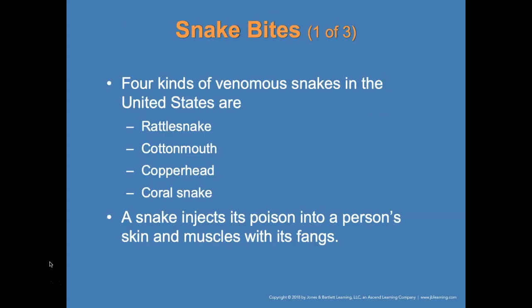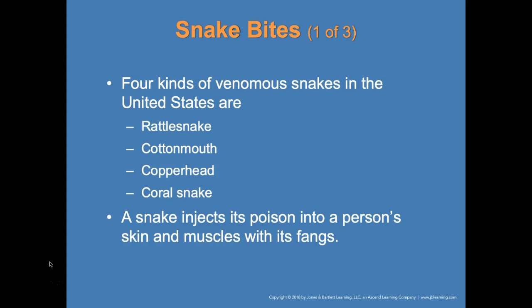Snake bites. So there's 4 kinds of venomous snakes in the United States. We have the rattlesnake, cottonmouth, copperhead, and coral snake. As most of you know, all of these can be found in Oklahoma. Coral snakes are more northern Texas, southern Oklahoma. But everything else, we do have all these snakes in this state.